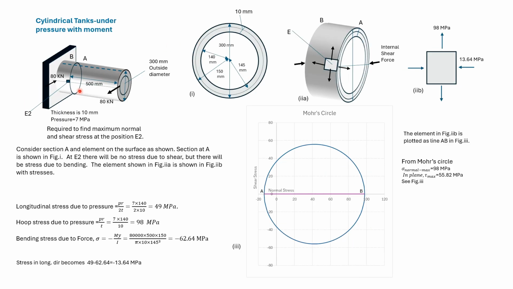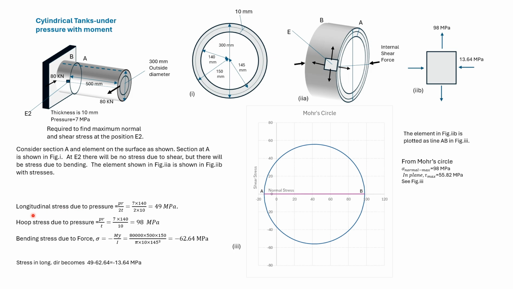Here we find out the maximum normal stress and the maximum shear stress acting on this element. The element is also shown here. This diameter is along the direction of the internal shear force. The element will be subjected to stresses due to pressure and moment. Due to moment, it will be subjected to compressive bending stresses.